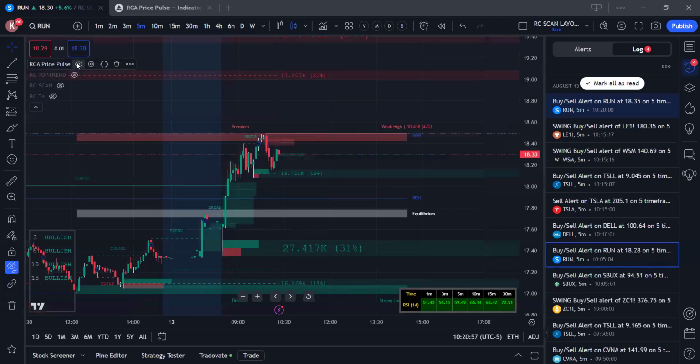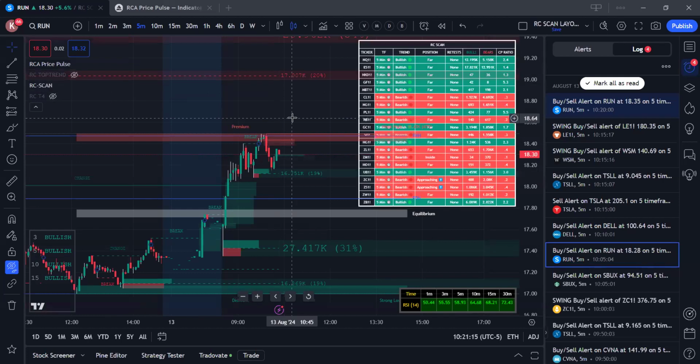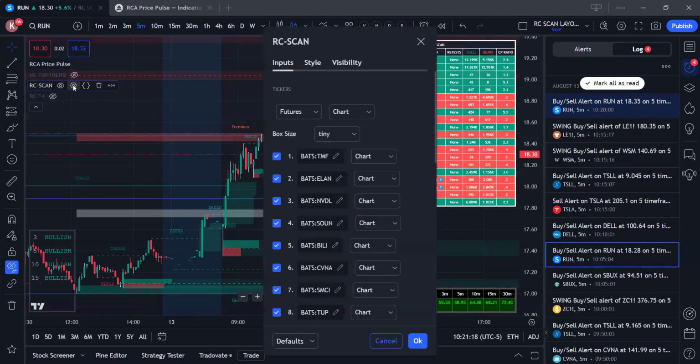Then if you want, you see Price Pulse. You see there is a huge buy order block, a 16,000 buy order block. Until here, there is no sell order block, and everything is bullish here. Everything is green here. If you want, you go to the scan and check the custom.